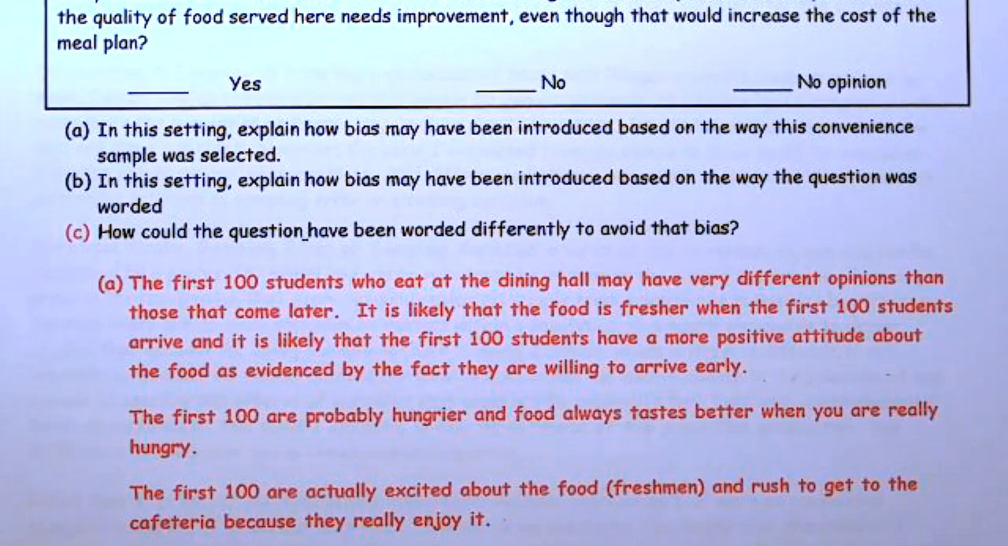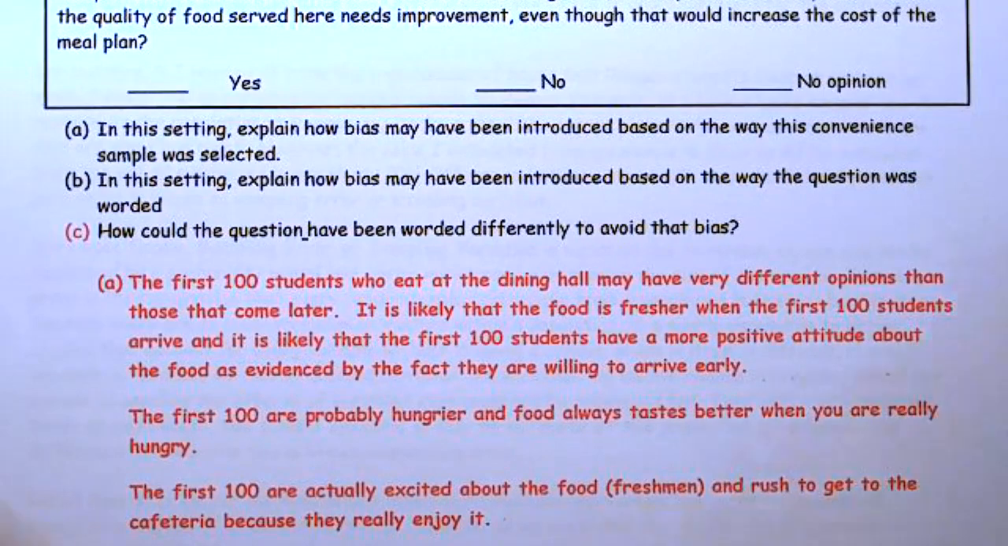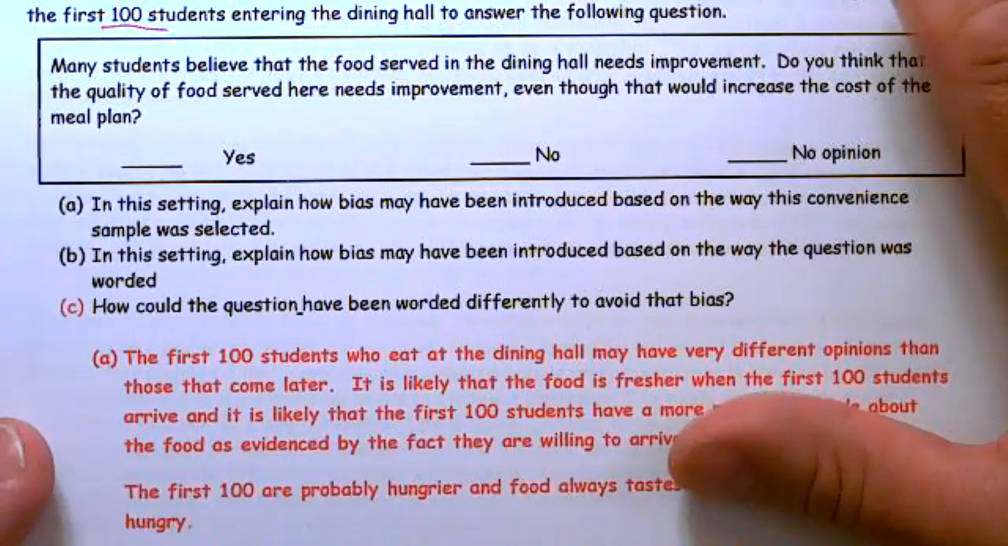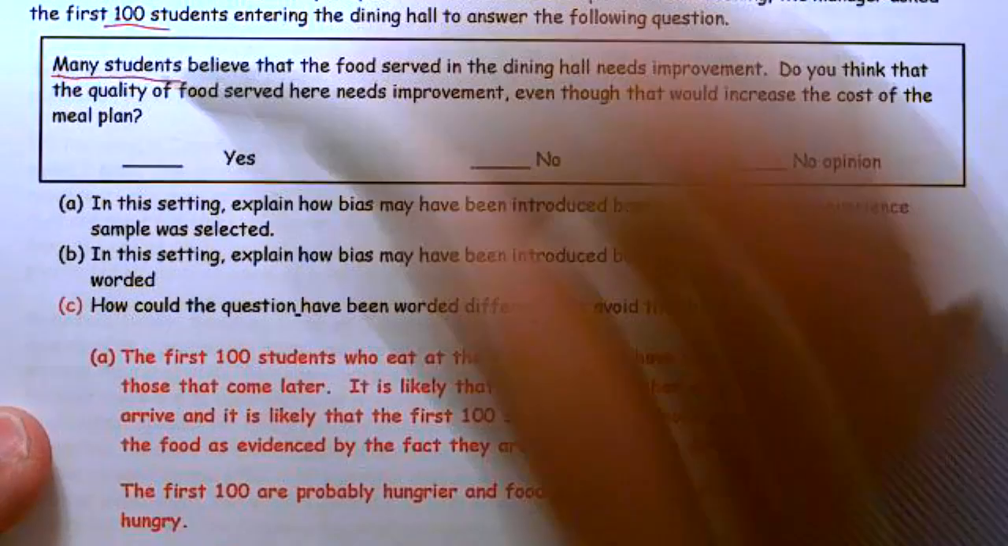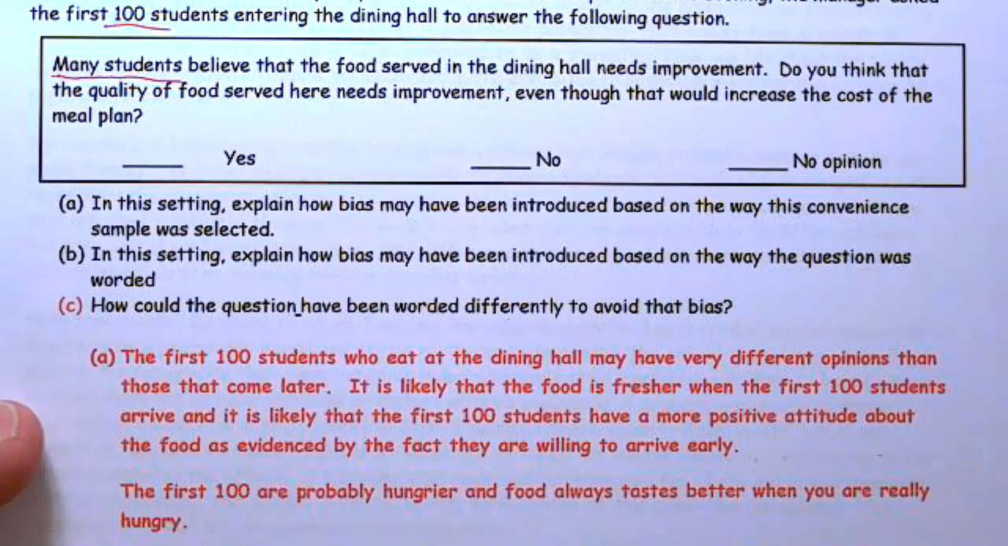The next part B was, in this setting, how could bias have been introduced based on the way the question was worded? Well, we actually have 2 problems with this. First off, we say many students believe. As soon as I've done that, I'm basically telling you that if you don't believe the way they do, you're different. I've applied peer pressure, so that's a response bias.